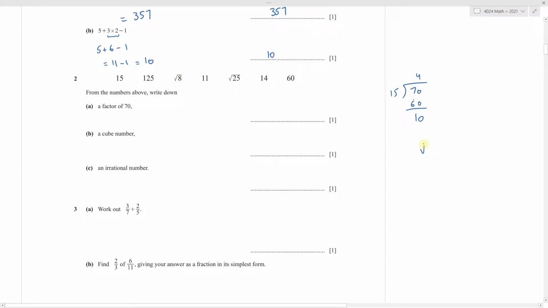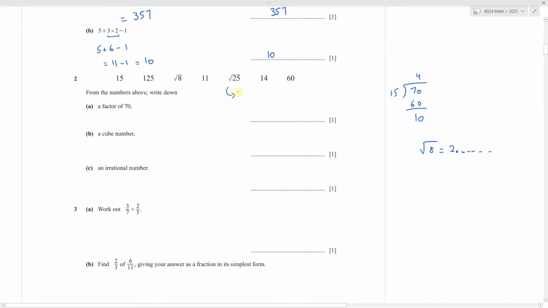Square root of 8: square root of 9 is 3, so square root of 8 will be 2 point something something, so that cannot be a factor of 70. 11 is not a factor of 70 because 11 times 6 is 66, and then 11 times 7 is 77.